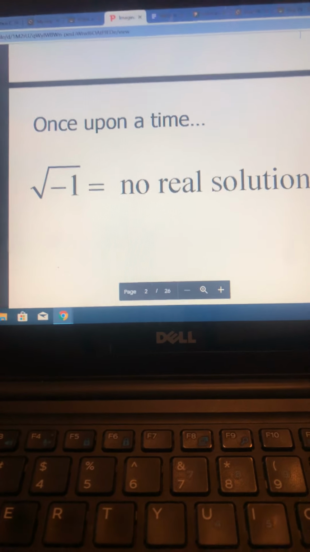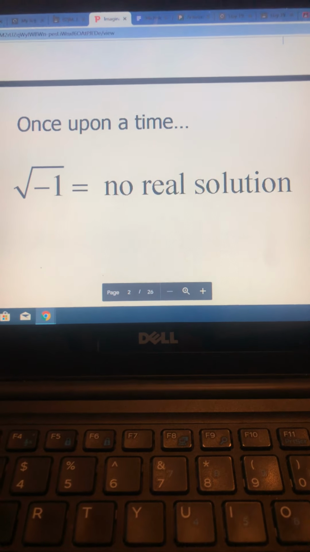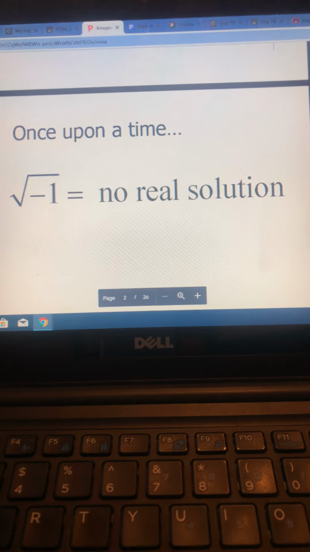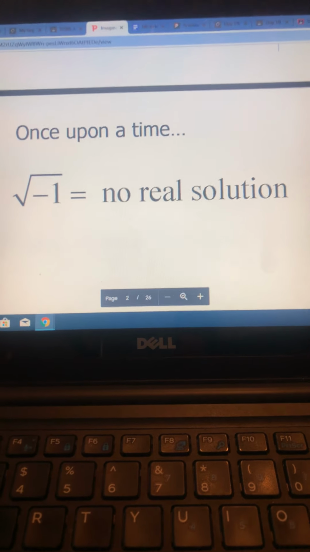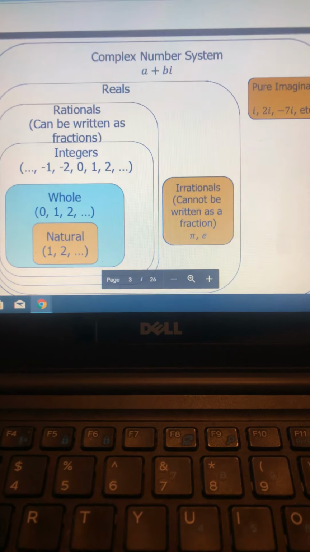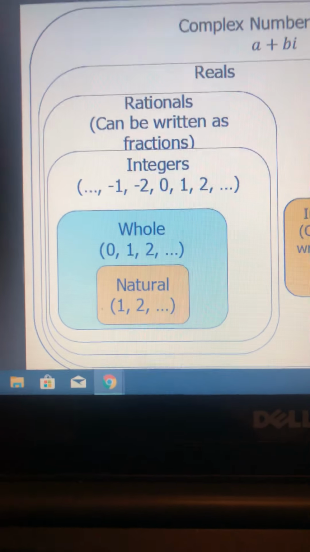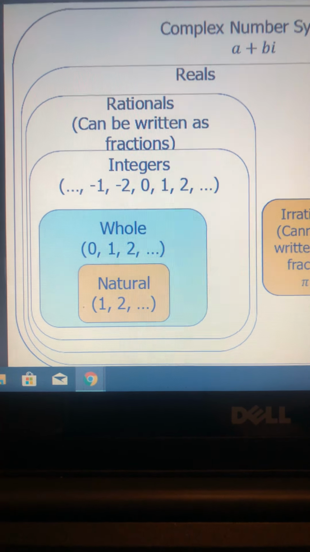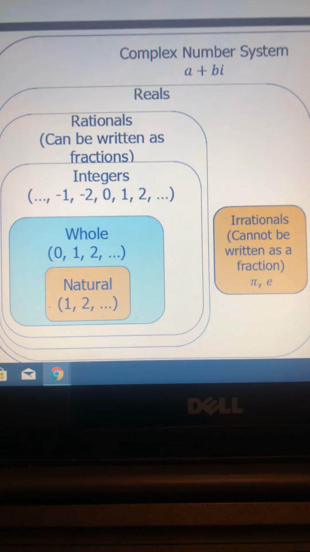The way you've always been taught is that you cannot take the square root of a negative number. So here we have the square root of -1 equals no real solution. If you try putting the square root of -1 in your calculator, it's going to come up no real solution. If we look at the number system, we know that we have our natural numbers, our whole numbers, our integers, our rational numbers, our real numbers, and all of these fall in the real number system.